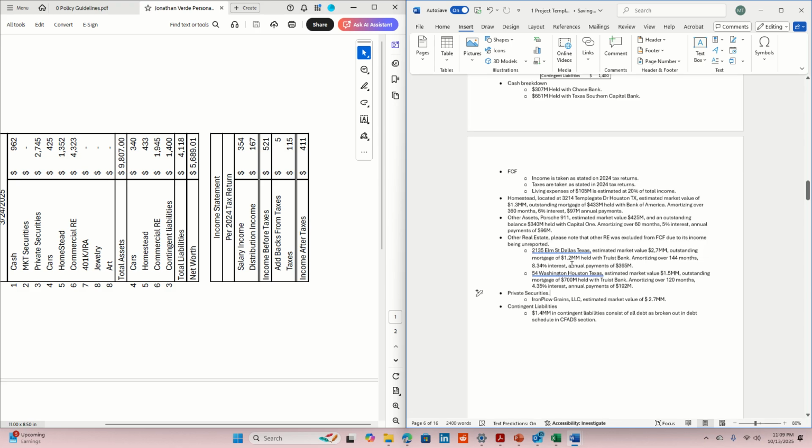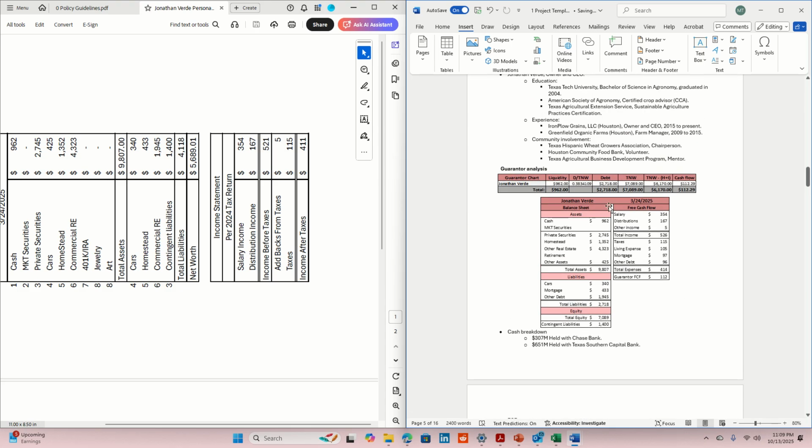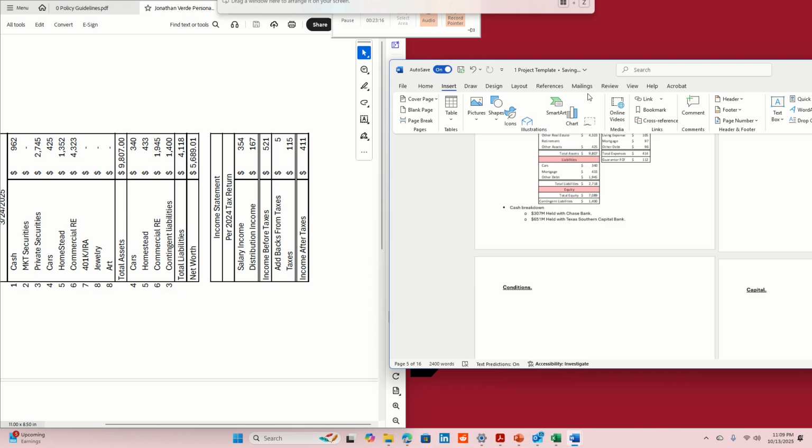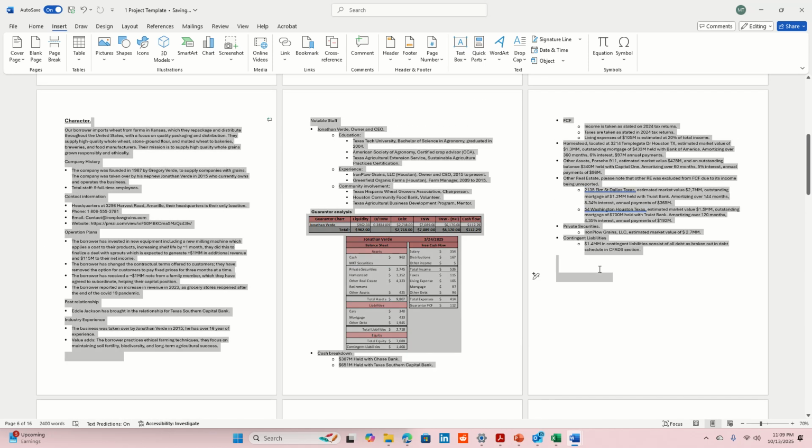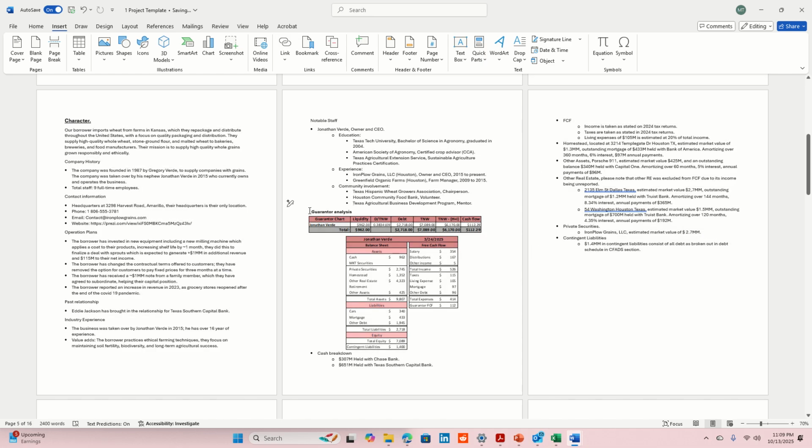Once you completed this section, you should now have a fully completed character section. It's very wordy, I know, but the whole point is to get it done so that you can understand how to run this analysis on this section. Okay?